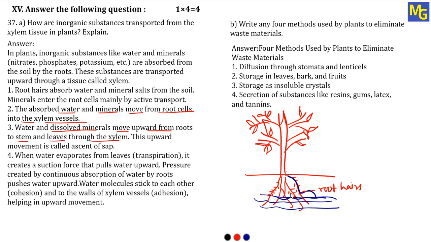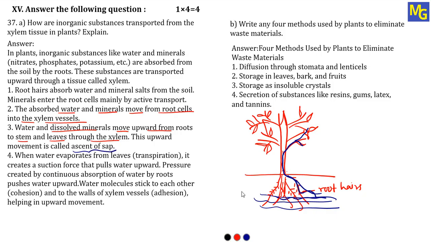So the xylem tissue which is present in these roots and in this stem is responsible for carrying water from the soil to the stem, and then to the leaf and then to the flowers, fruits, etc. This upward movement is called ascent of sap.